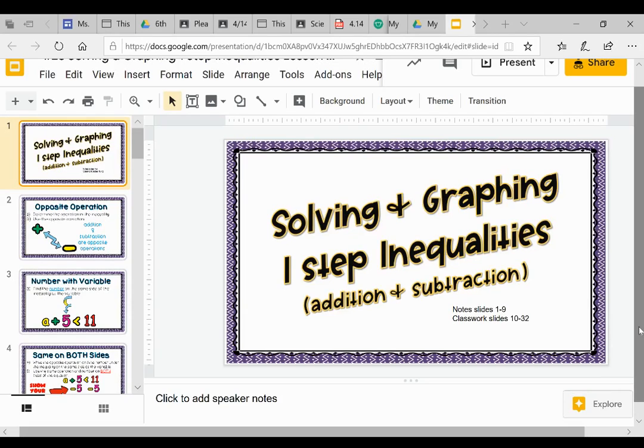Hello everyone, today we are going to talk about solving and graphing one-step inequalities. It's very similar to solving equations with one step. So today we're going to focus on addition and subtraction. Today your notes will be on slides 1 to 9 and the classwork's on slides 10 to 32. I will go over how to complete each of the two sections of the classwork.